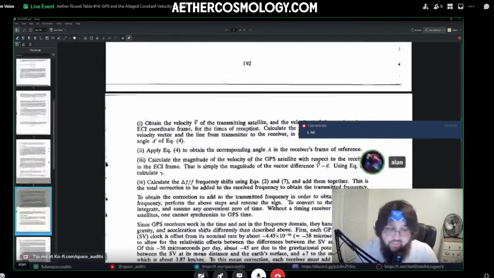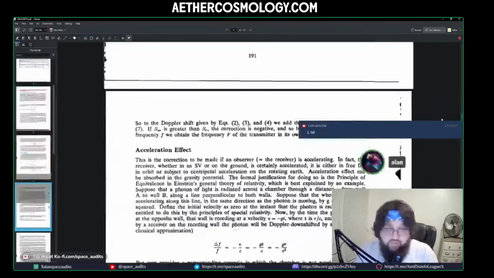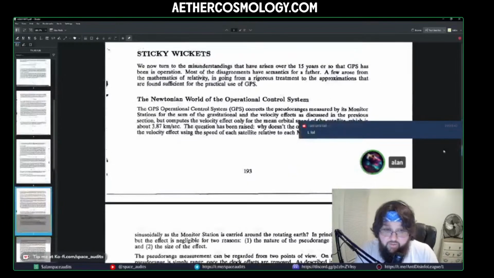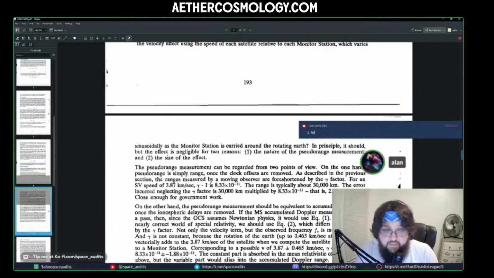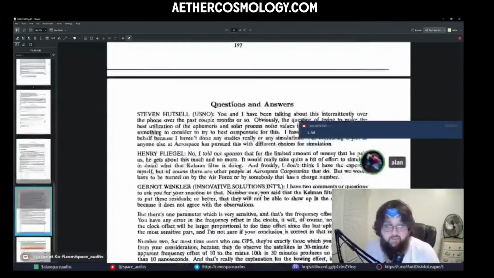And then it just kind of goes over here and explains why velocity and gravitational corrections aren't included yet, because they cancel each other out to close enough to where it doesn't really matter with the sensitivity of the system that they're using.